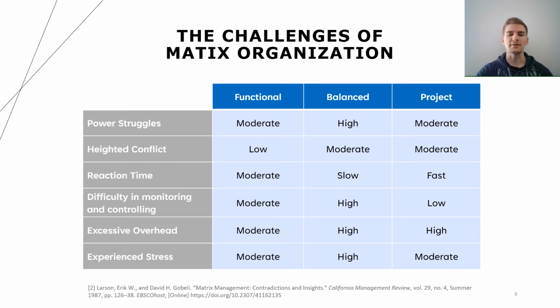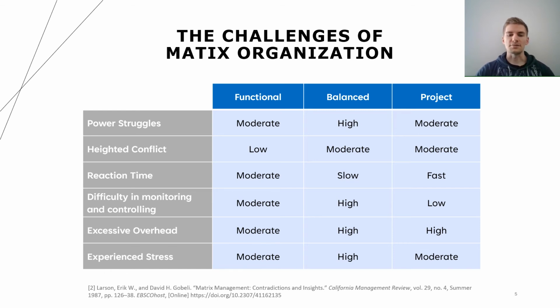Matrix organizations also have difficulty in monitoring and controlling. This means that because of the shared decision-making and responsibility, it's easy to shrug off responsibility, making it difficult to determine accountability, even more so in a balanced matrix where the managers have equal authority. A matrix also has excessive overhead. The matrix organization adds administrative overhead with the role of the project manager, where there otherwise wouldn't be. And those costs are even higher the more focus and responsibilities the project manager has.